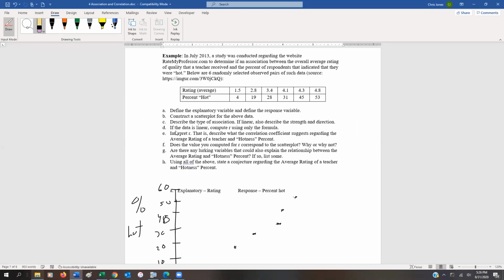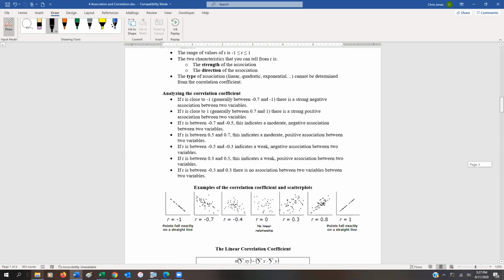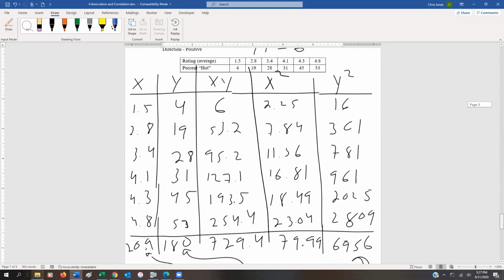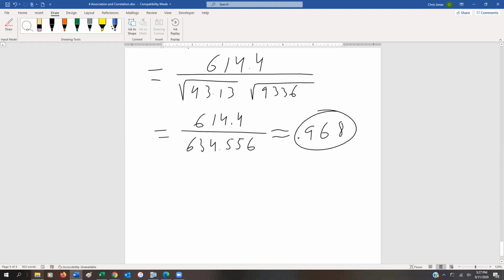Part E was to be able to compute R, and then to interpret R. All right, so let's go all the way back up, a long ways away. Remember, we had this little table here, and we said that if R is between 0.7 and 1, there's a strong association. In fact, the value, 0.968, is really close to 1, all right?